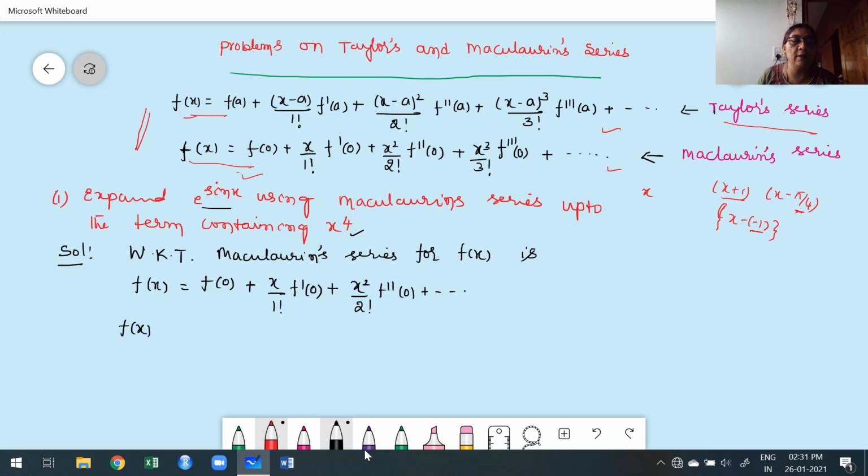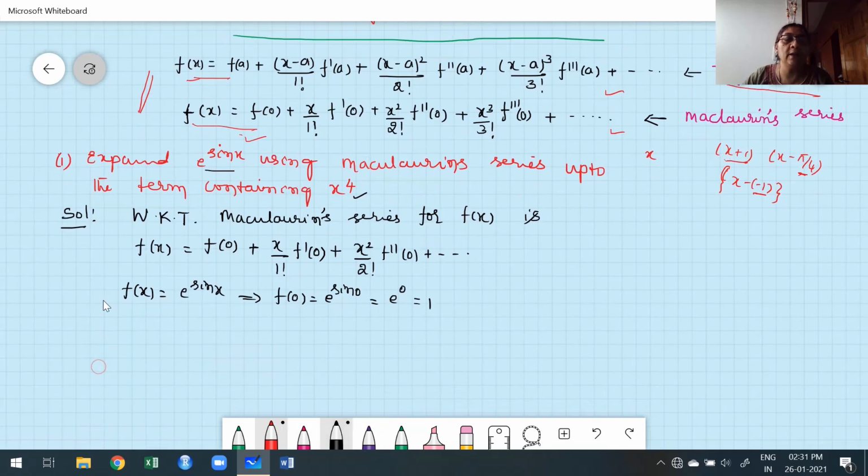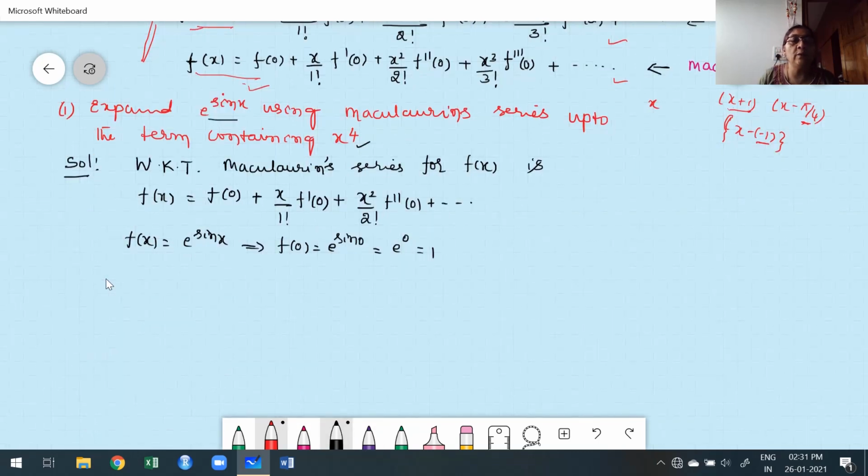First, what is my f of x? E power of sin x. From that, I want to find f of 0. What is f of 0? E power of sin 0. What is sin 0? 0. Therefore, e power of 0 is 1. Finally, we get f of 0 is 1. Next, I have to find the value of f dash of 0. You can't find it directly. First, you find the first derivative. What is my f dash of x?